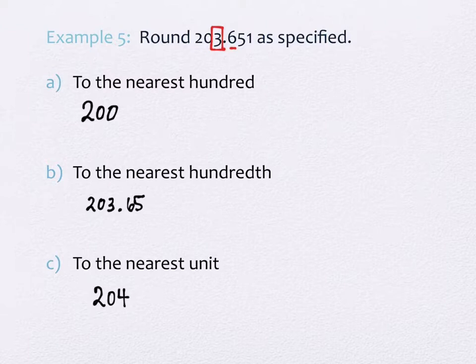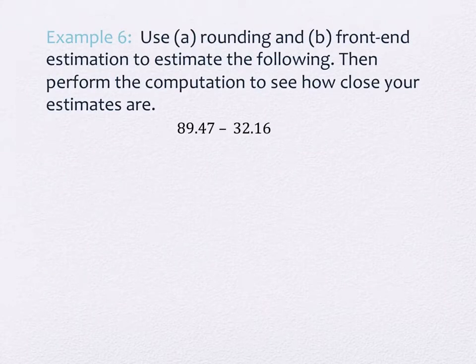All right. So I'd like to do the next example where we actually are able to contrast the rounding method and the estimation method with front-end estimation. You're going to have some questions in your homework that are going to look a lot like this, where they say use A, rounding, and B, front-end estimation to estimate the following. So let's just talk about part A here first. Use rounding. So what are we going to do?